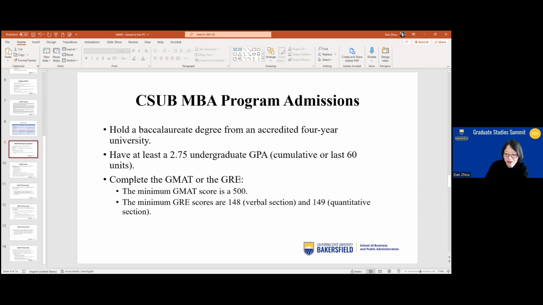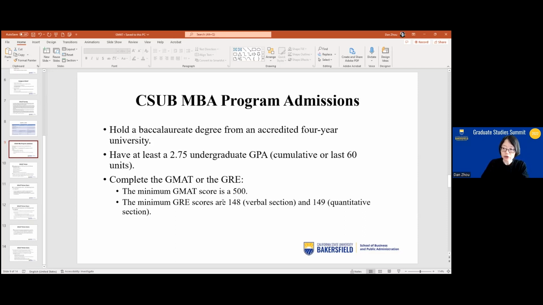And you need to complete the GMAT. And then we can also consider using GRE as a substitute. So if you take GMAT, the score ranges from 200 to 800, and the minimum GMAT score for the MBA admission at CSUB is 500. Of course, for the GRE, the verbal section is 148, and the quantitative is 149. This is the basic admission requirement.